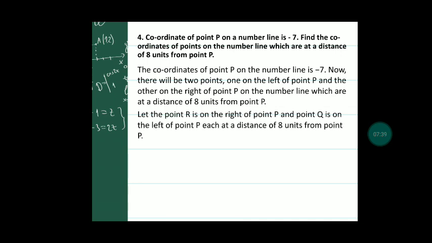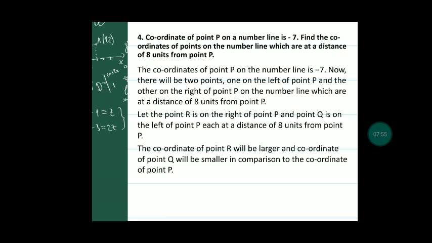Let the point R be on the right of the point P and point Q be on the left of the point P, each at a distance of 8 units from point P. The coordinates of point R will be larger and the coordinates of point Q will be smaller in comparison to the coordinates of point P.